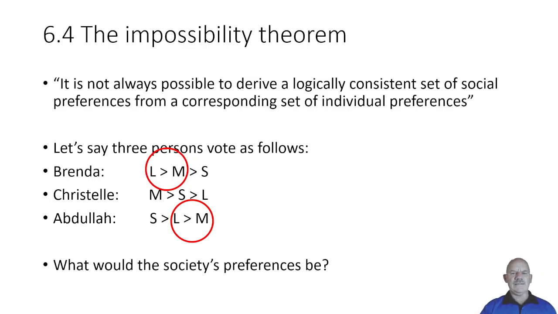Arrow actually said that a benevolent dictator is the only way of consistently setting social preferences. One person that wants the benefit of everyone will be able to set such preferences, but just by adding up the individual preferences, you won't be able to get to a unique society preference.